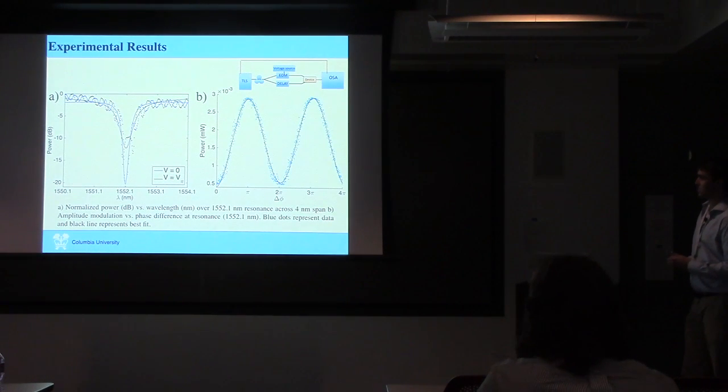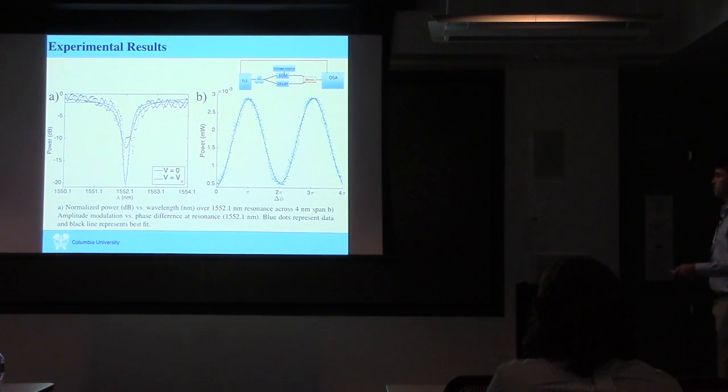So this is the first data that we got from this device very recently. If you start on the right, this is at 1552.1, so it's on resonance. And we basically take the voltage source and we apply a linear ramp, which for the lithium niobate is basically linearly shifting the delta phi compared to the other arm. And we saw the sine squared behavior that we saw in our finite difference time domain calculations. So we were able to verify that.